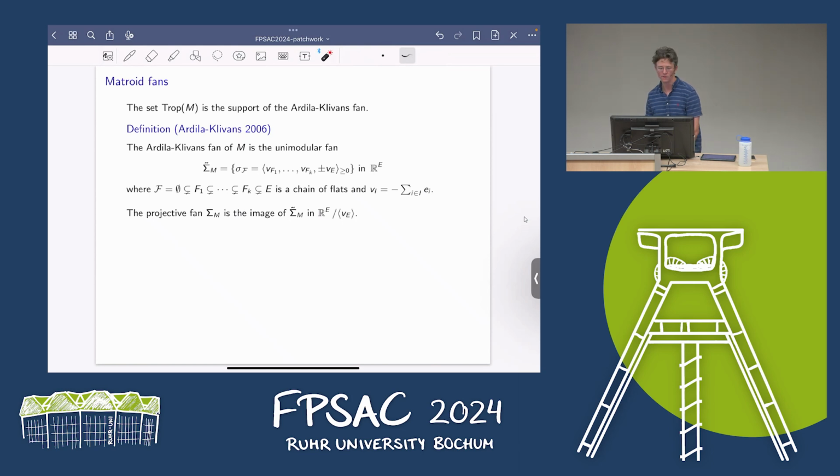So this is somehow more information. All right, so basically this fan given to us by Ardila and Klivans is the order complex over the lattice of flats of matroids, embedded into R to the E in some nice way.